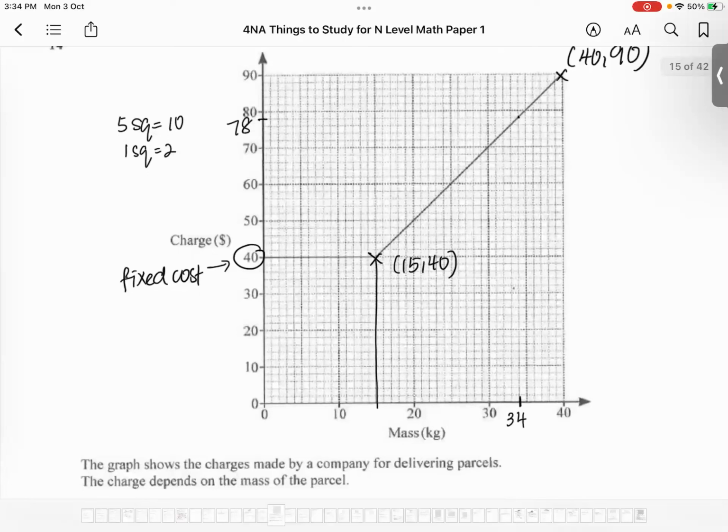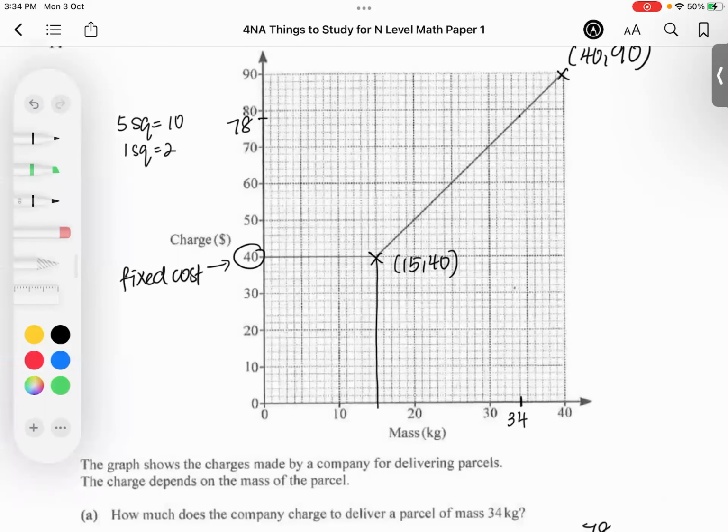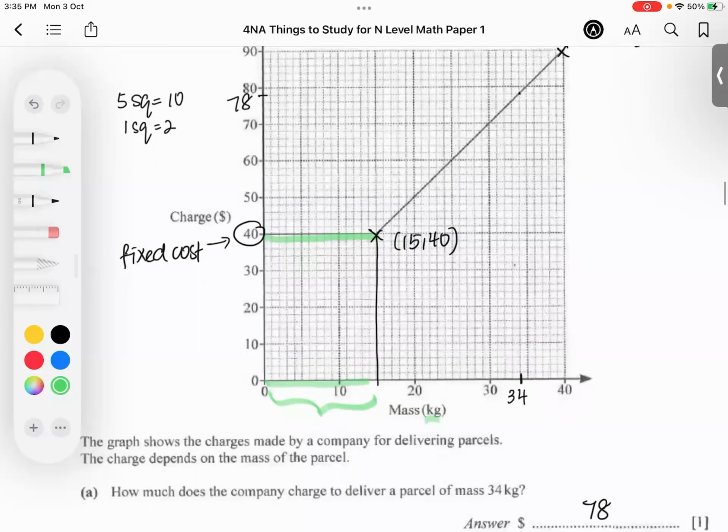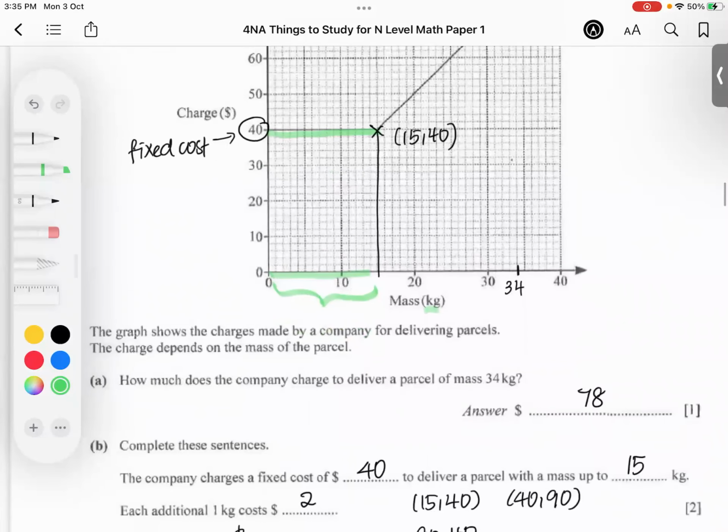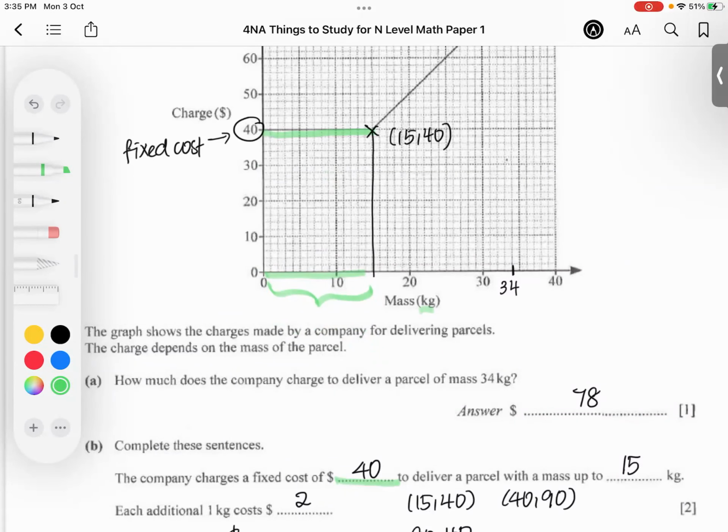First thing you have to know, this is called a subscription graph. For a certain fixed number of units, the price is fixed at a certain rate. So you notice that there's a flat line. Actually for the first 15 units, 15 kg in this case, the price remains constant at a fixed cost of $40. So first blank: fixed cost of $40 to deliver a parcel up to a maximum of 15 kg.